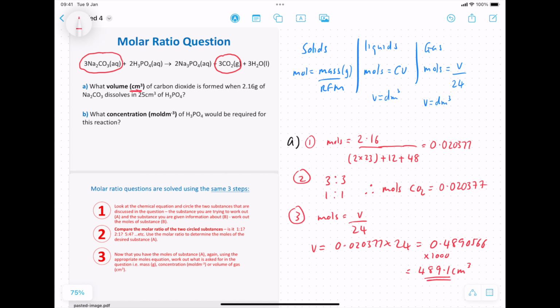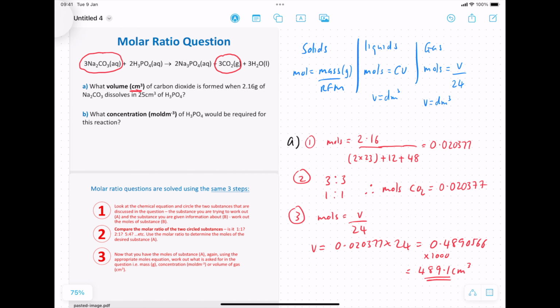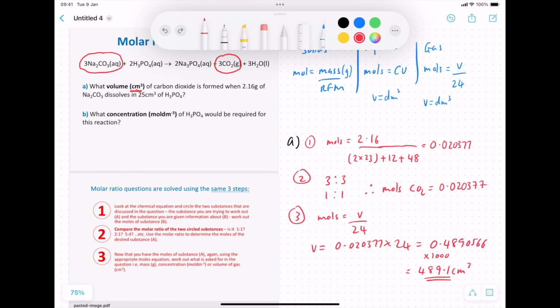Okay, so you can see in that first part of the question, I used the solids formula and the gas formula at the same time. Right, let's get on to part B.